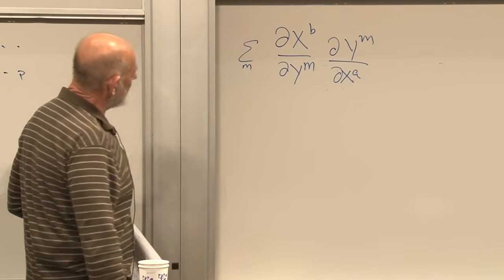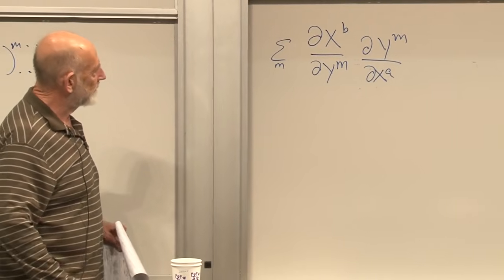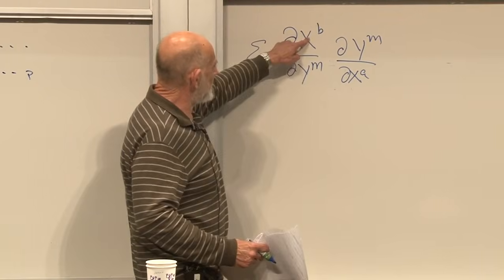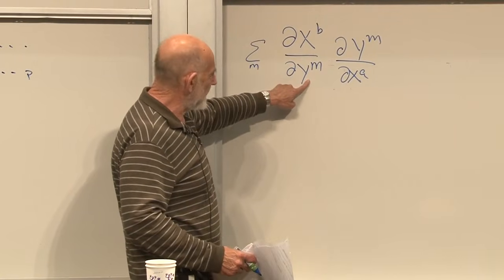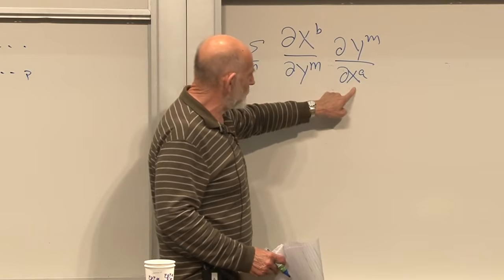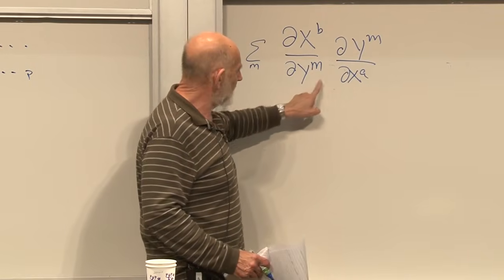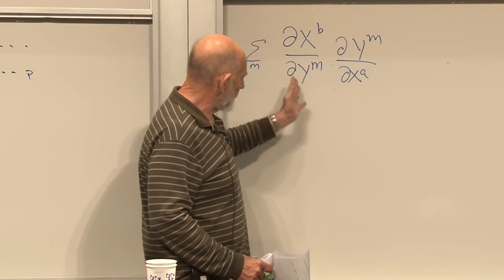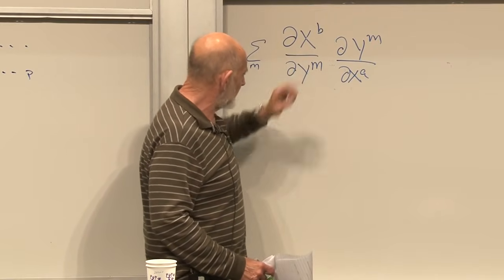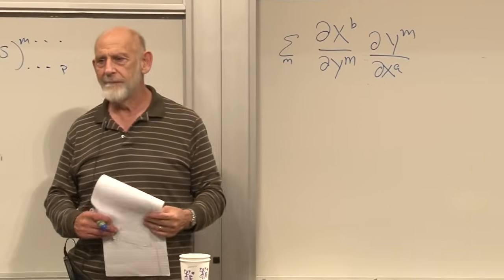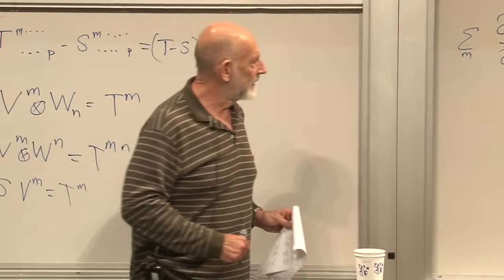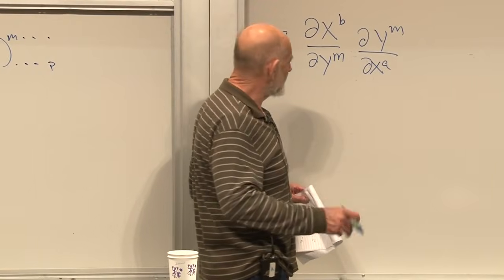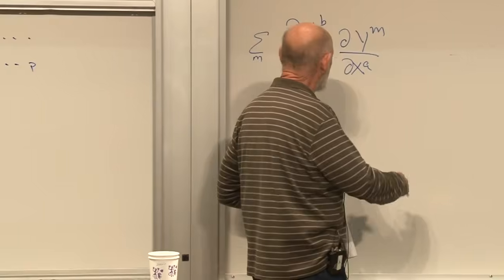What is this object? Anybody know what this object is? This is the change in x^b when you change y^m a little bit, times the change in y^m when you change x^a a little bit, summed over m. You change y1 a little bit, then you change y2 a little bit, then you change, what does that do to x^b? What is this thing? I didn't hear what you said, but it's probably right, but I don't know.